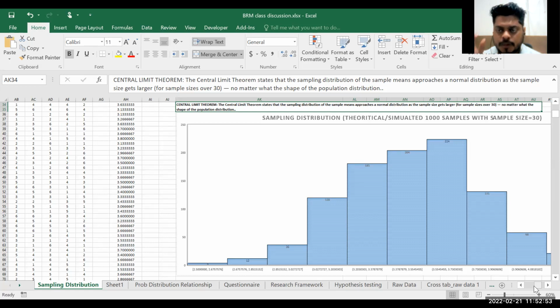So whenever you talk about the central limit theorem, it talks about the sampling distribution, which is a theoretical or hypothetical distribution, right? Is this part clear? What is a population distribution, a sample distribution, and a sampling distribution?